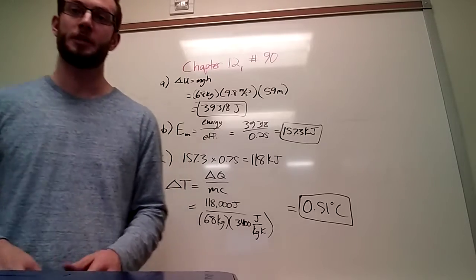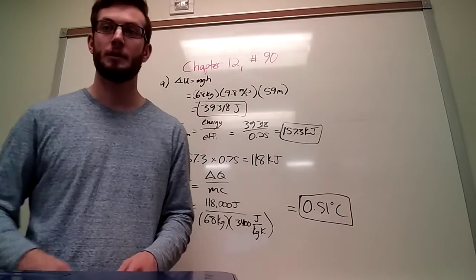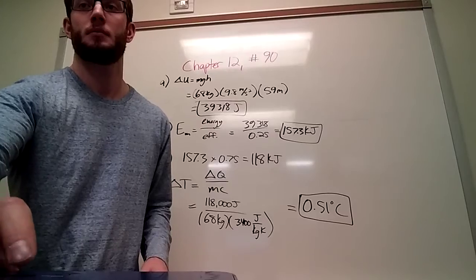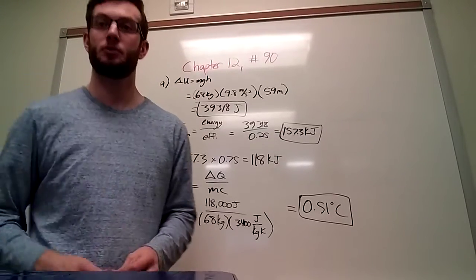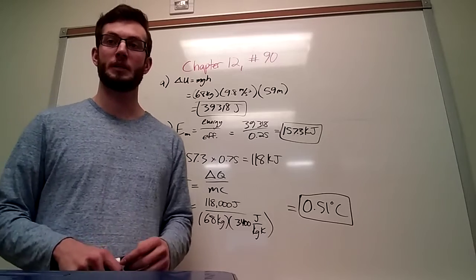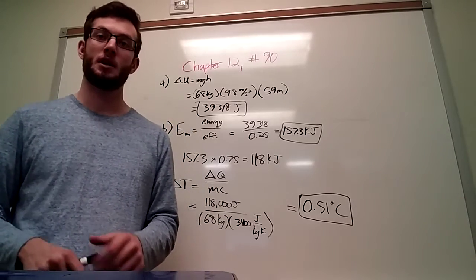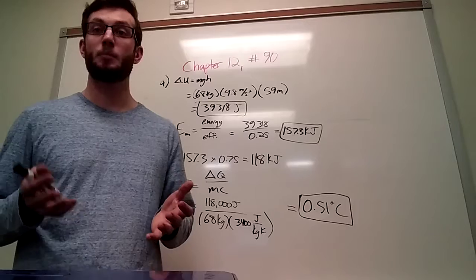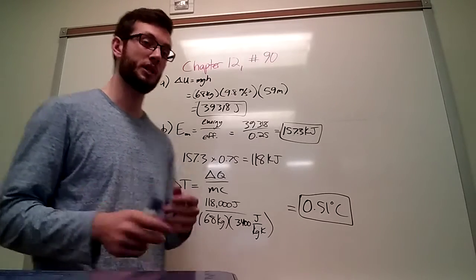Hi, this is an explanation for problem 90 in chapter 12. Problem 90 reads: Susan, whose mass is 68 kilograms, climbs 59 meters to the top of the Cape Hatteras lighthouse. Part A then asks, during the climb, by how much does her potential energy increase?